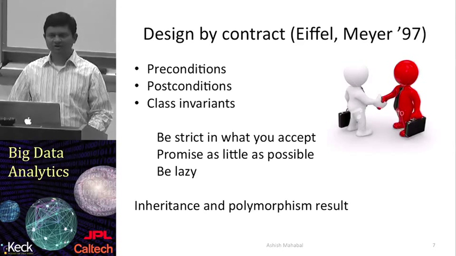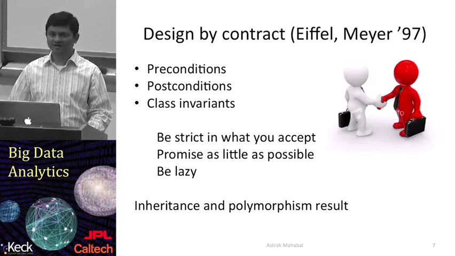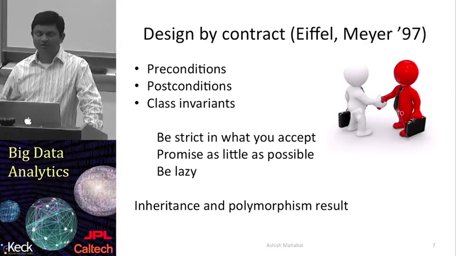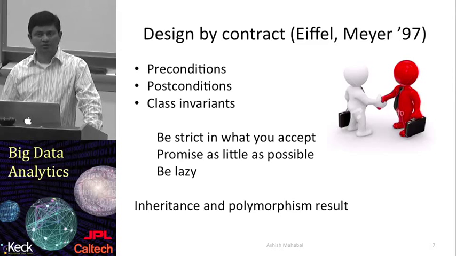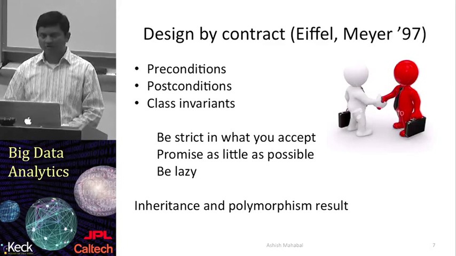Similarly, a given function should promise as little as possible. It should not try to do 10 different things. It should try to do one specific thing in a proper way. And then again, you should be lazy, and you should try to do it in the most efficient way possible. And if you can do this, then inheritance and polymorphism will result automatically. You'll be able to overload your functions. You'll be able to use the same function in multiple places much more easily. So try to inculcate that as early as possible, designing by contract.